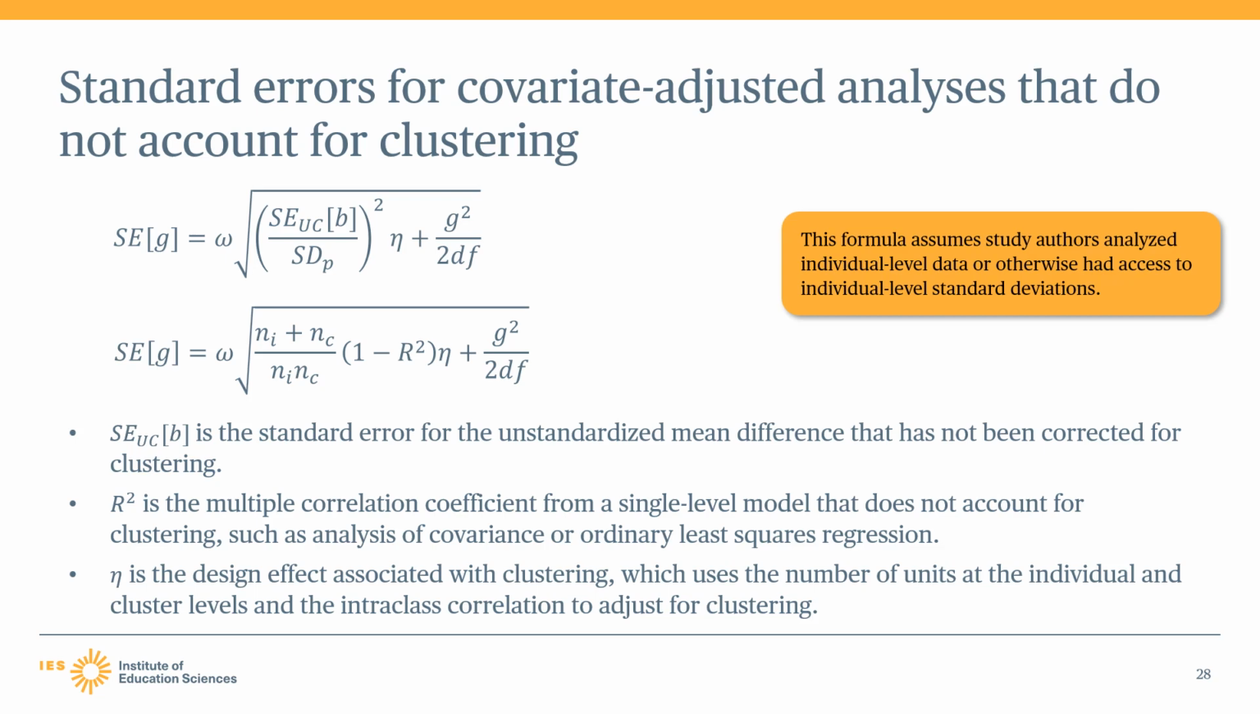When calculating the design effect, the WWC makes assumptions regarding the value of the intra-class correlation, or ICC, based on the type of outcome measure being used. Assumptions about the ICC are detailed in Appendix E.